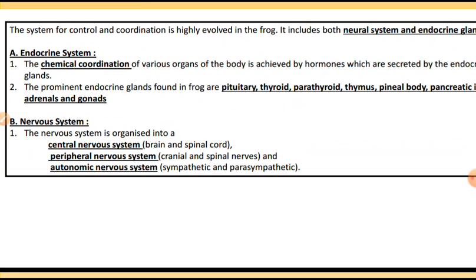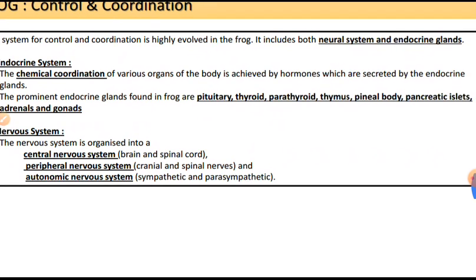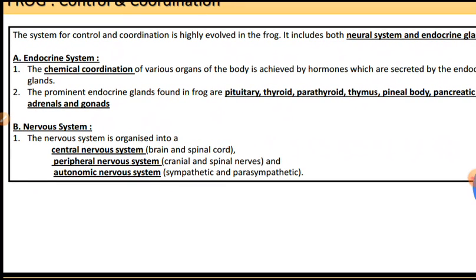What is the endocrinal system? The chemical coordination of various body organs is achieved by hormones which are secreted by endocrinal glands. This is known as the endocrine system. The hormones released by these endocrinal glands act on distant organs. The prominent endocrine glands are pituitary, thyroid, parathyroid, thymus, pineal body, pancreatic islands, adrenals and gonads.